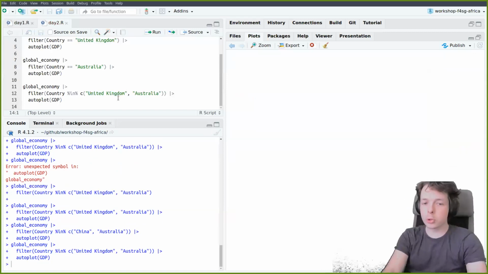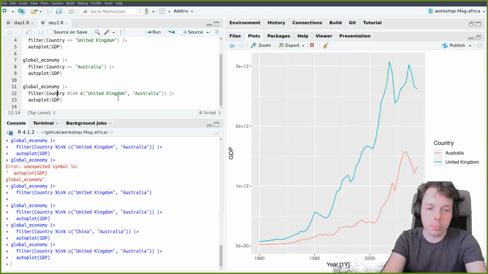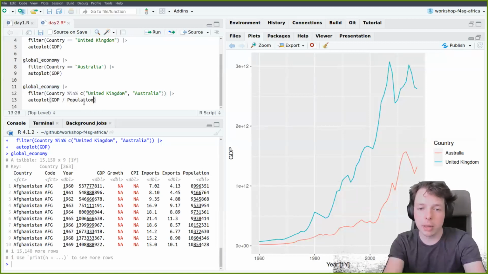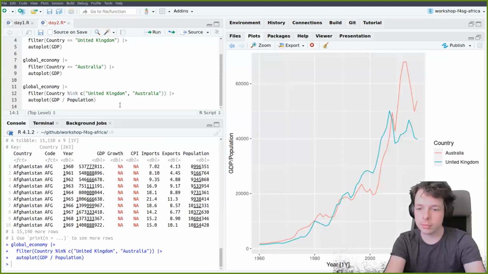So a useful transformation to make these countries more comparable is to scale by population. Population happens to also be in this data set, in this column, the measured variable. And I can modify my plot to be GDP divided by population. And now these plots are more comparable, and we can see that the GDP per capita, or in other words, the GDP per person, is very similar between Australia and the United Kingdom.